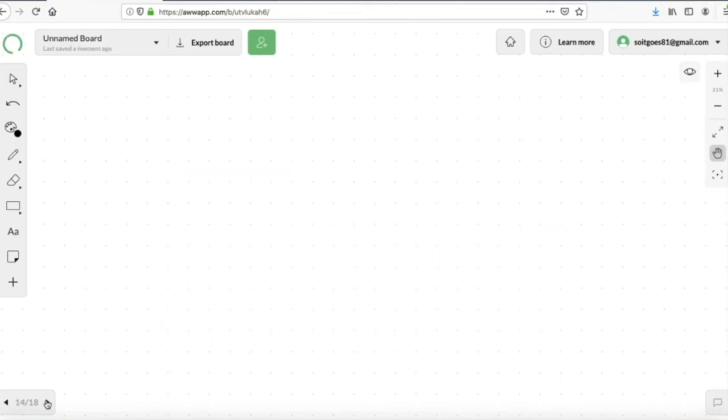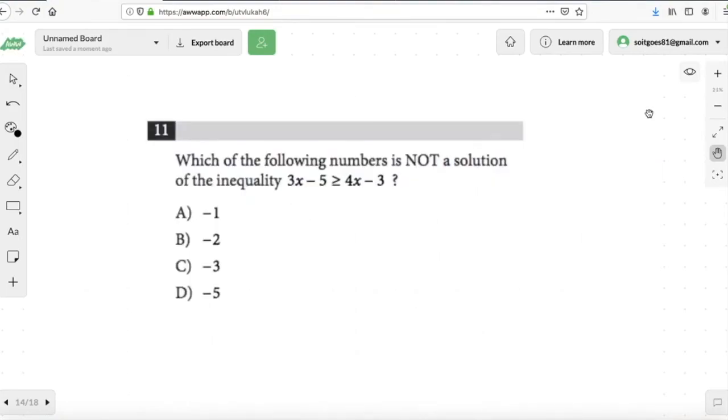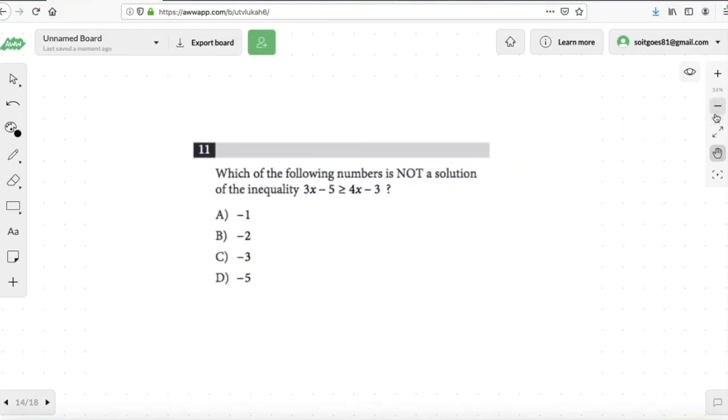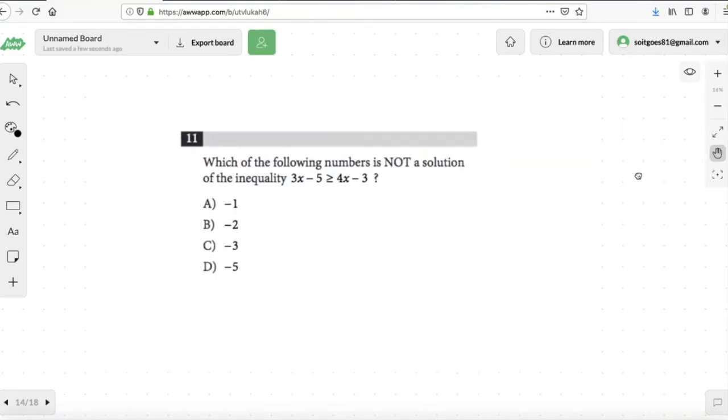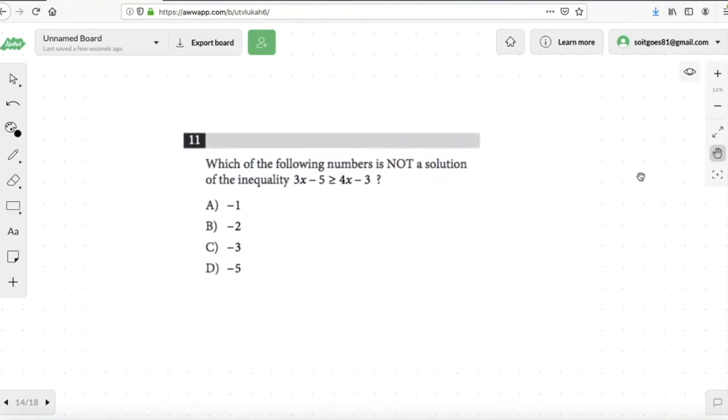I'm going to do a couple more. All right, question number 11. Let's go to Juliana. Which of the following numbers is not a solution of the inequality 3x minus 5 is greater than or equal to 4x minus 3? Which of the following numbers is not a solution to that inequality?